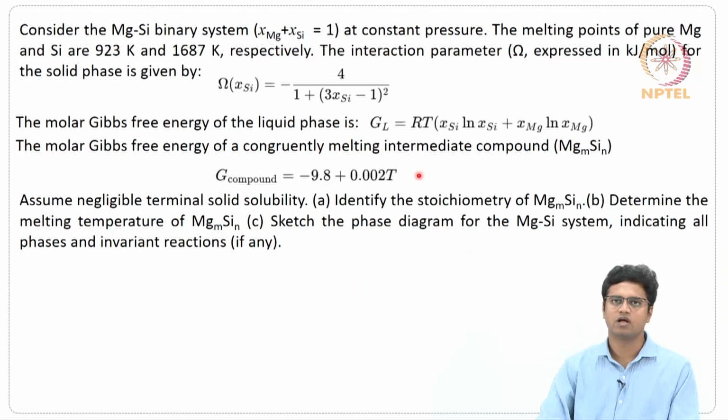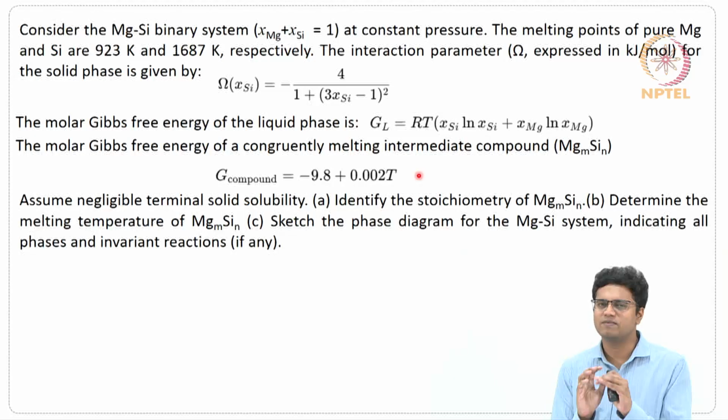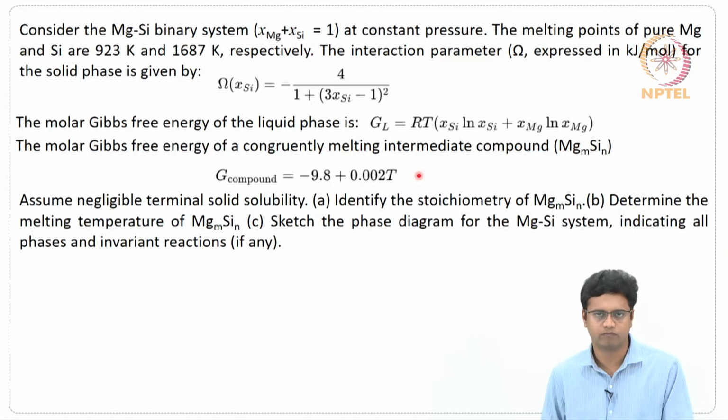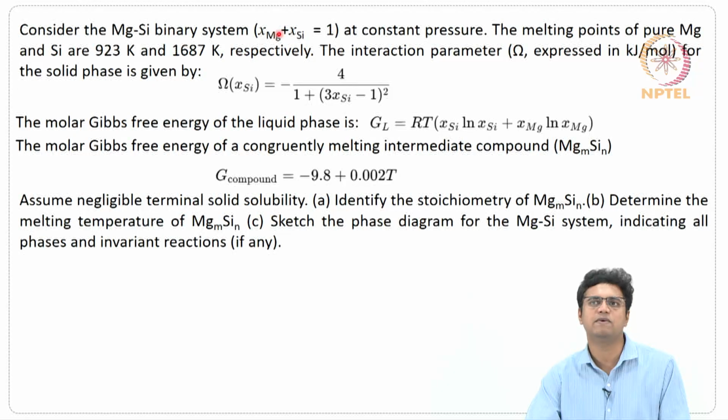Okay. Let's go with another problem. This problem is slightly different and it is an interesting problem, so that's why I have included this. Consider the MgSi system, magnesium and silicon binary system. Okay, and the fraction is represented in this way. Xmg plus Xsi is 1. It means Xmg, if I use anywhere in the problem, that is a fraction, that's not a percentage, and at constant temperature. Now, the melting points of pure magnesium and silicon are these two respectively.